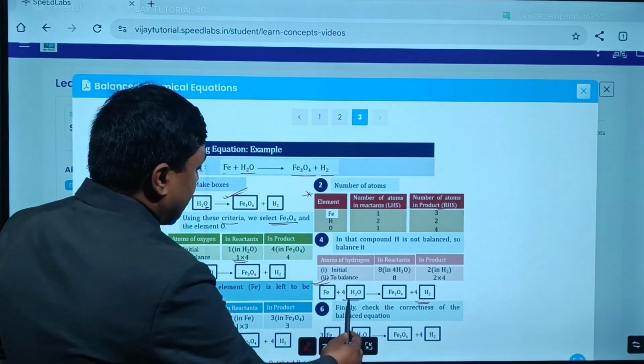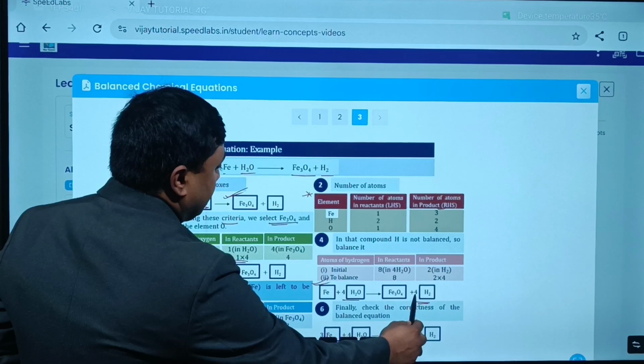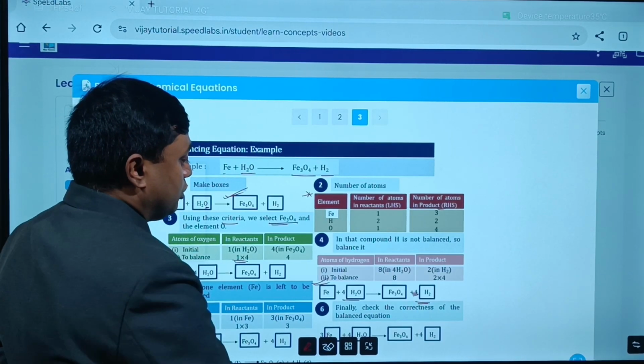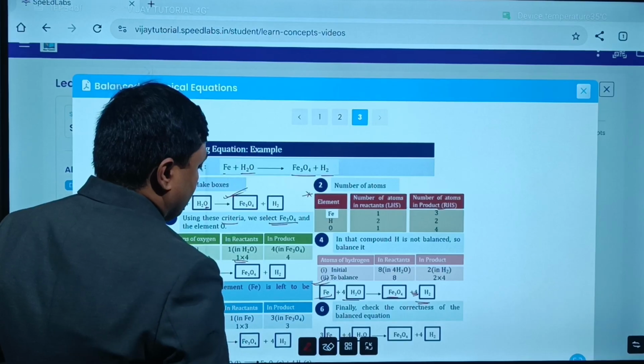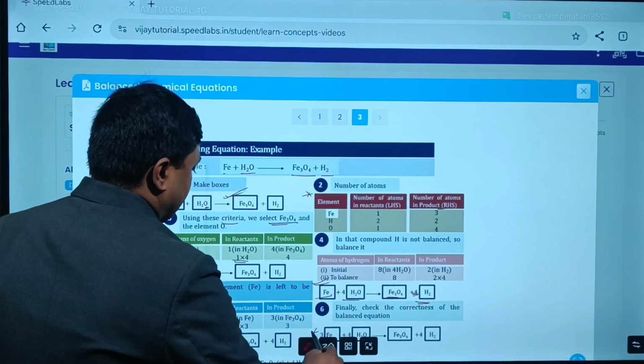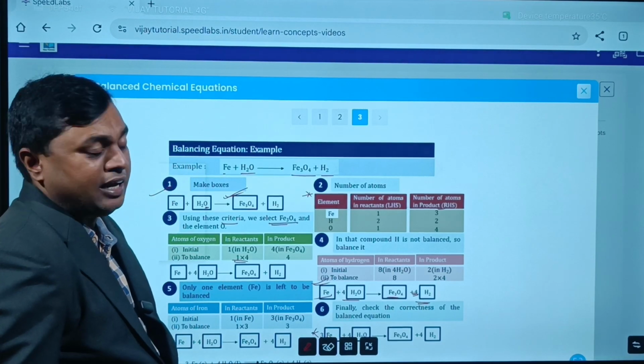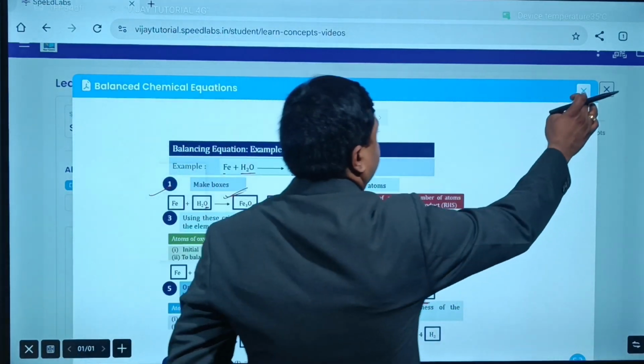Similarly, we can see here hydrogen is 4 on one side and 8 on the other, so we have to multiply by 4 here also. So hydrogen is also balanced. Now iron is not balanced, which is 3 here and 1 on the other side. So you have to multiply by 3. In this way we can learn the balancing.